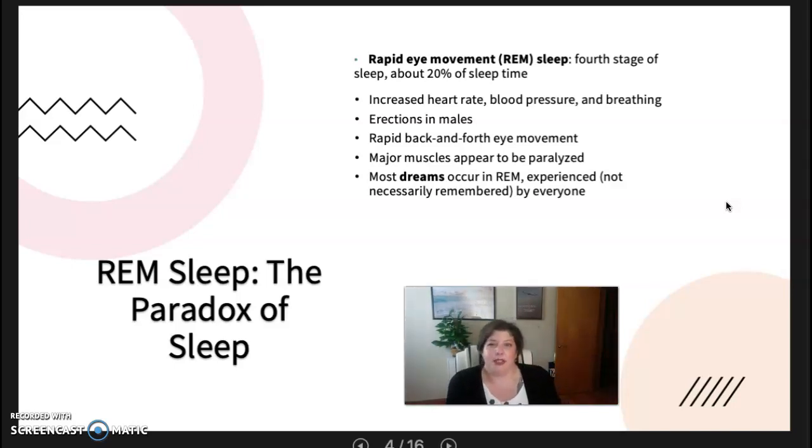So this is a point of time where our heart rate actually increases, our blood pressure increases, how we're breathing increases, and then of course, because obviously it's called rapid eye movement, we know that our eyes are going back and forth when we're in REM sleep.